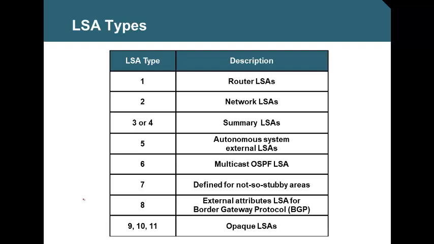Type 3 carries the network information of one area to the other area. Type 3 carries the network information of area 1 to area 0. You should say that.